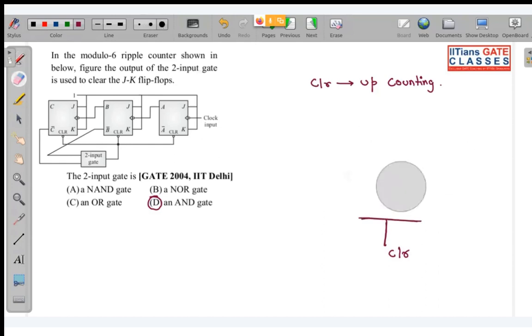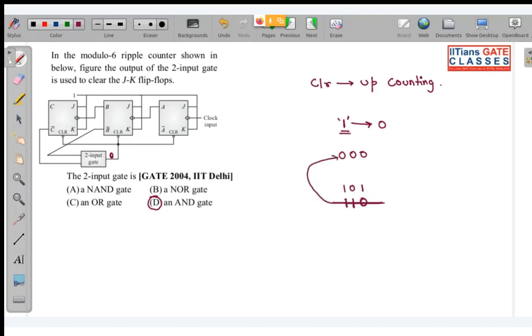And if this is active low, we know what? For active low clear, we have to convert the ones to zero. So we search for one in your up counter. We have to convert the one to zero for this clear to get activated. And when is this going to be zero? If over here this is a NAND gate, so this is modulo 6. Modulo 6 up counter means the state 1 1 0 shouldn't be counted when you are coming from 0 0 0 to 1 0 1. The moment you get this state, the counting state should go back to 000.